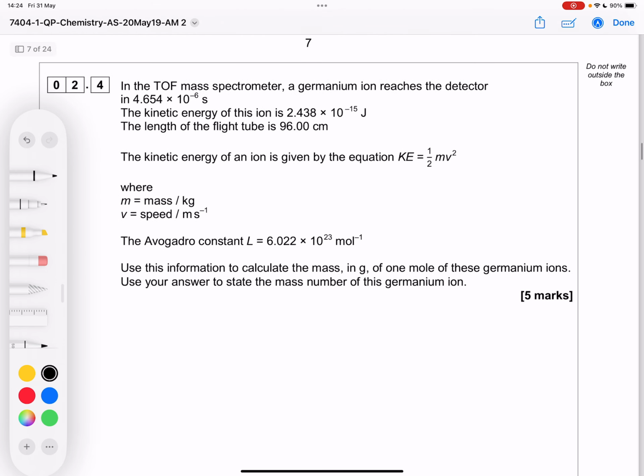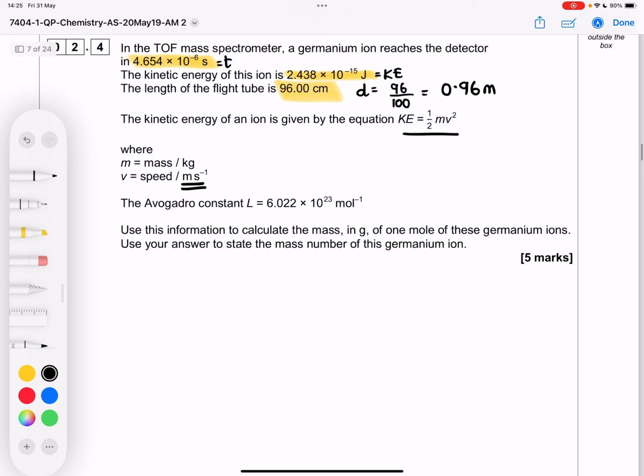In the mass spectrometer, we've got a time here. So this is our time. We've got a kinetic energy, so this is our KE, and we've got a length, this is our distance, but distance needs to be converted, because we're going to need speed. We're going to use the kinetic energy equation that needs velocity or speed, and speed has to be in metres per second. So 96 centimetres, there are 100 centimetres in a metre, is 0.96 metres. That's our distance.